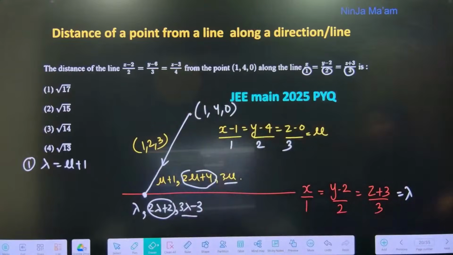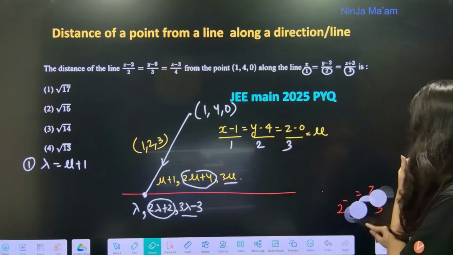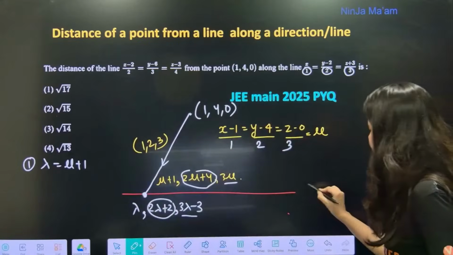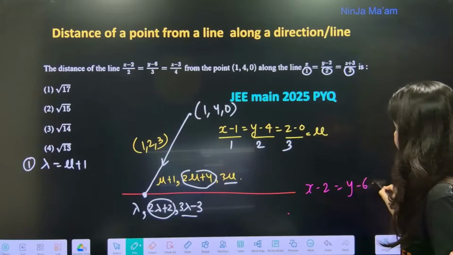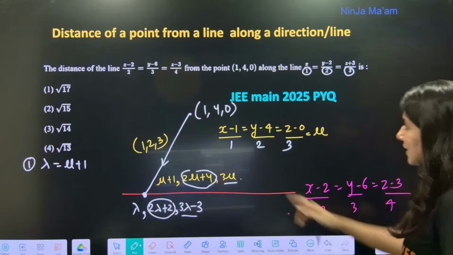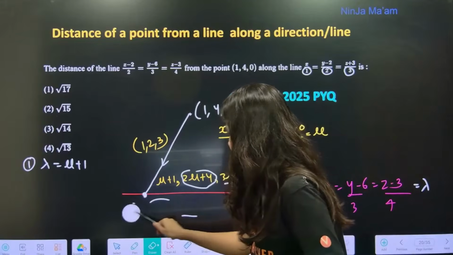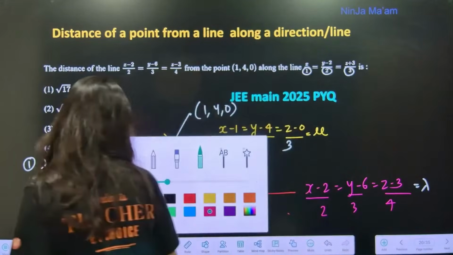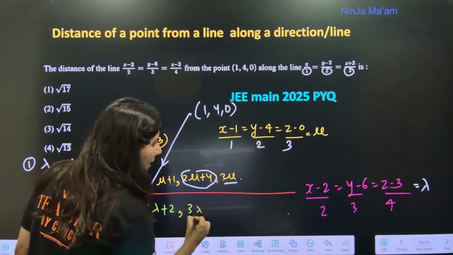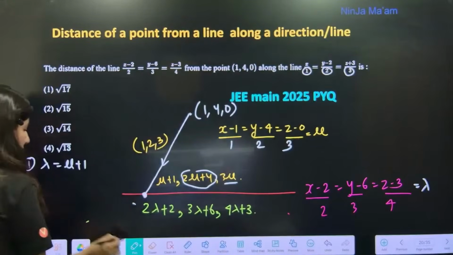Oops, I have actually made a mistake. This line is the wrong line. So it should be x minus 2, y minus 6, z minus 3 upon 2, 3, 4. Better. This is the line, and this is the lambda. Hence all the things will change from here. So yes, right: 2 lambda plus 2, comma 3 lambda plus 6, 4 lambda plus 3. Okay, now equate.